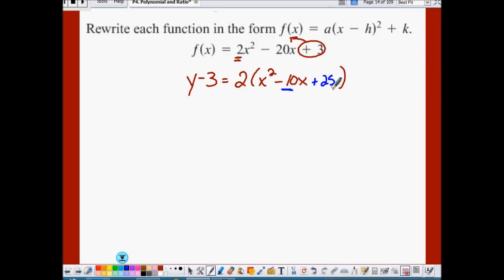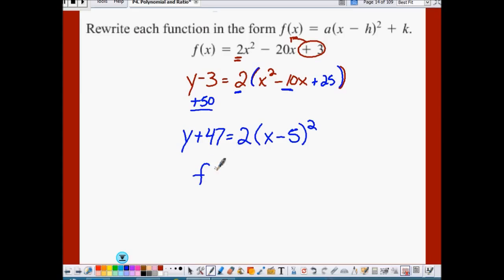You did not add 25 to this right side. You added 2 times 25. So over here on the left side, we're going to add 50, which is 2 times 25. We now have y plus 47 equals 2 times parentheses. Jackson, factor that for me. And if you want to save yourself a step, you can mark out your 47 and move back over. So f of x equals 2 times parentheses x minus 5 squared minus 47.